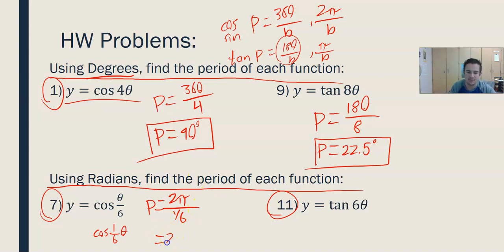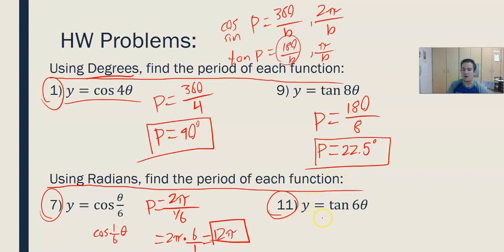So this is the same thing as 2 pi times 6 over 1. Well, 2 pi times 6 is 12 pi. So the period of this function, cosine of theta over 6, is 12 pi. It'll take 12 pi radians to complete one full cosine cycle, one full cosine wave.